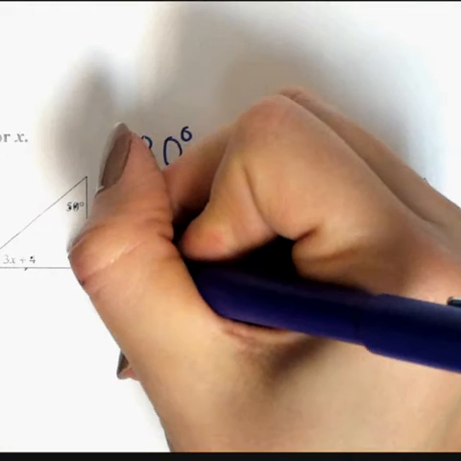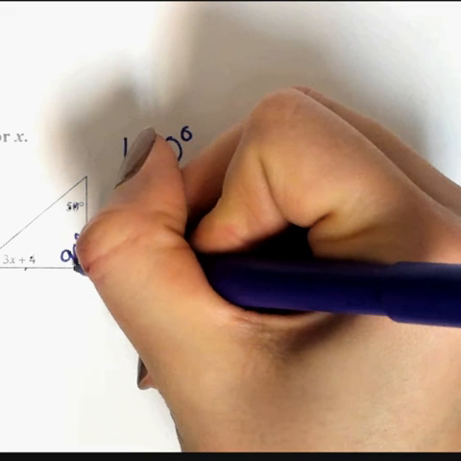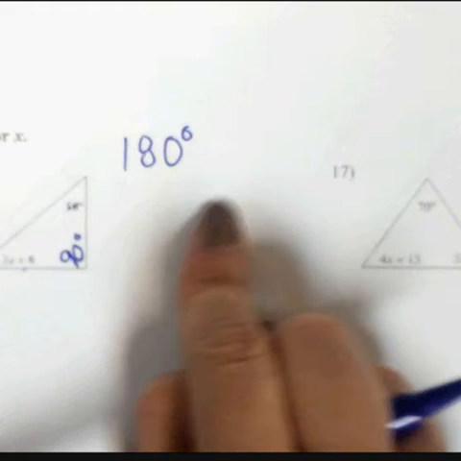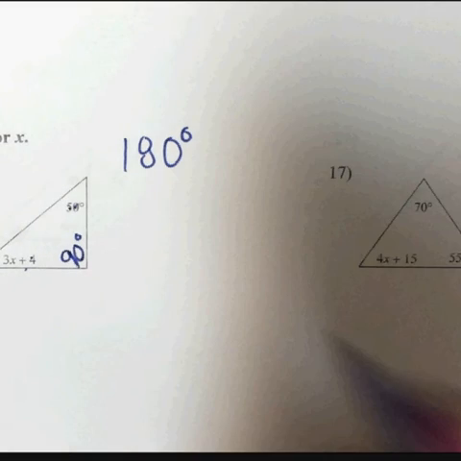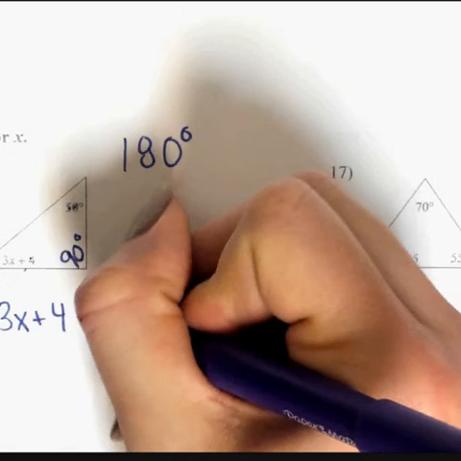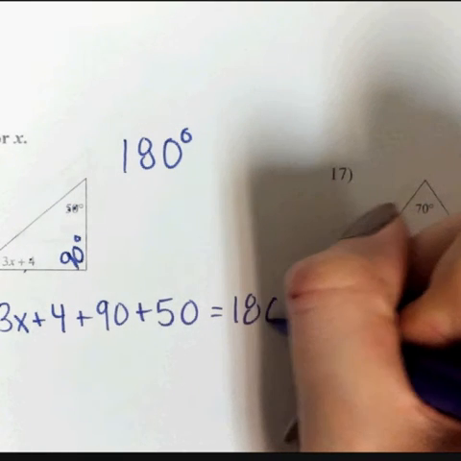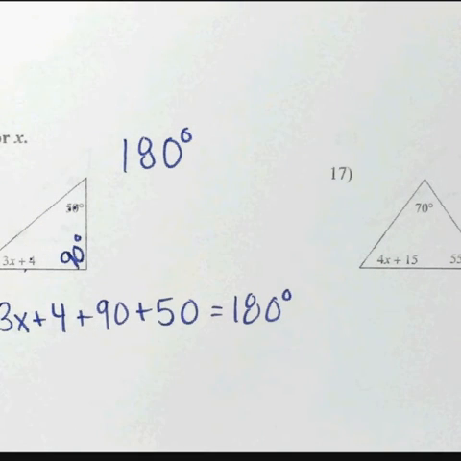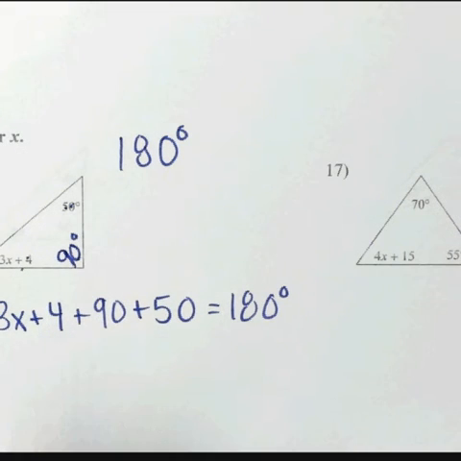So we're going to write an equation, and this is a right triangle, right? There was that little box there. That means this angle is 90 degrees. So we're going to write our equation, and we're going to set it equal to 180. So I know that this angle, 3x plus 4, plus 90 plus 50 needs to equal 180 degrees because it's a triangle, and it is a right triangle, and that's where we got that 90 degrees from.